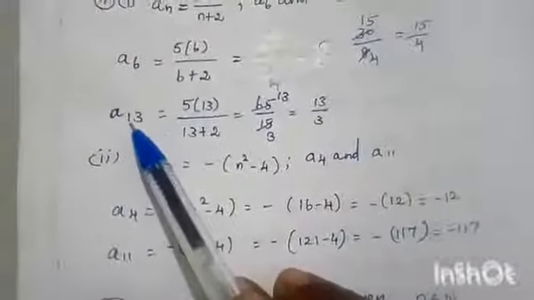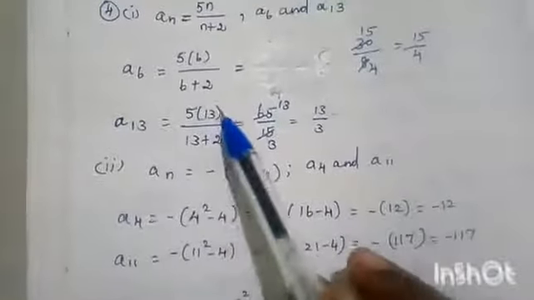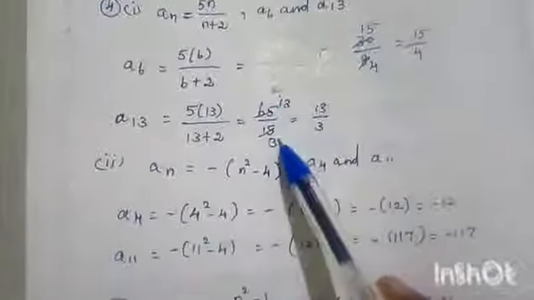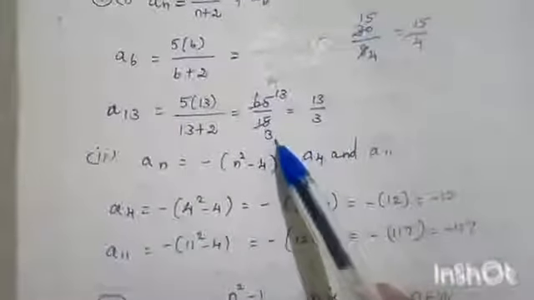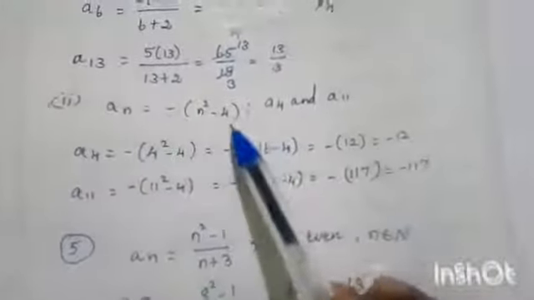Next, a13 we want to substitute. So n value is 13. 5 into 13 by 13 plus 2. So 5 into 13 is 65 by 15. So 5 table is possible. 3 times it is 13 times. 13 by 3.